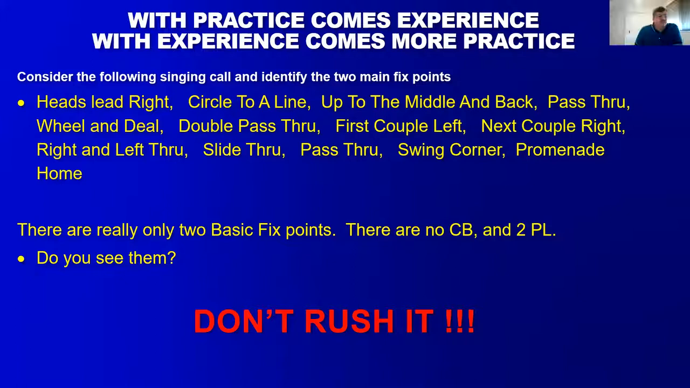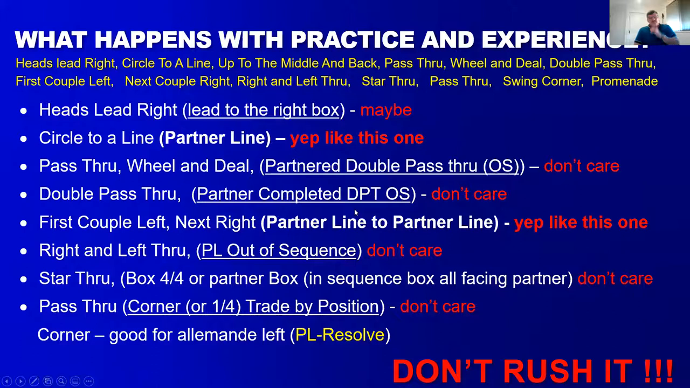So there are really two basic fixed points. There's no corner box, is there? No. But there are two partner lines, and we did see them. This is how I would analyze that singing call up there. Heads lead to the right. That's a lead to the right box. Do I care about that? Maybe later on I'll keep that one in mind, but not right now.